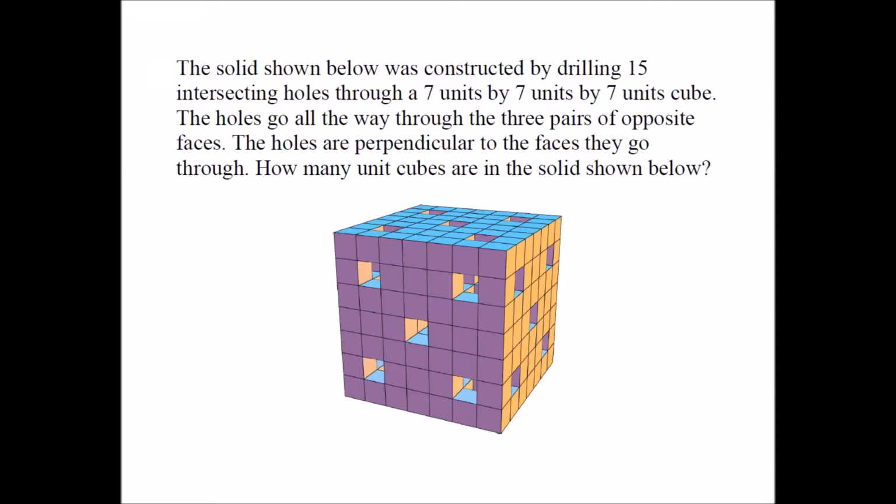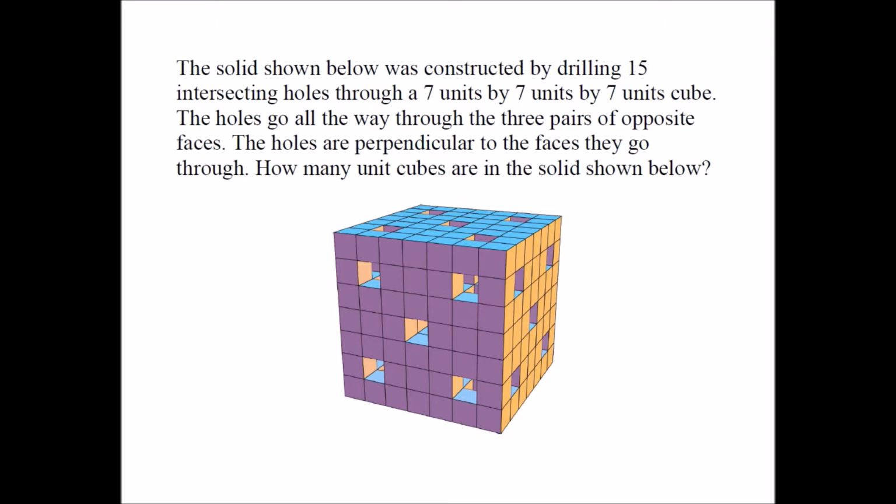The solid shown below was constructed by drilling 15 intersecting holes through a 7 units by 7 units by 7 units cube. The holes go all the way through the 3 pairs of opposite faces. The holes are perpendicular to the faces they go through. How many unit cubes are in the solid shown below?